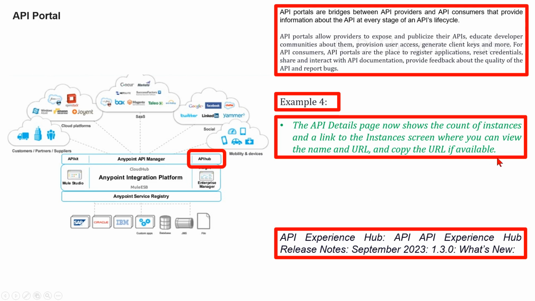Here is what's new in this version. The API details page now shows the content of instances and the link to the instances screen, where you can view the name and the URL, and a copy of the URL if available.